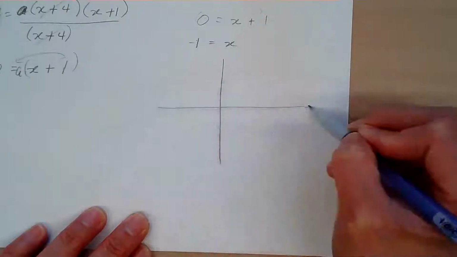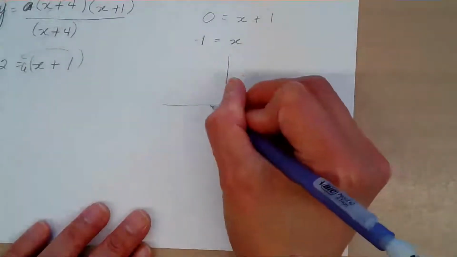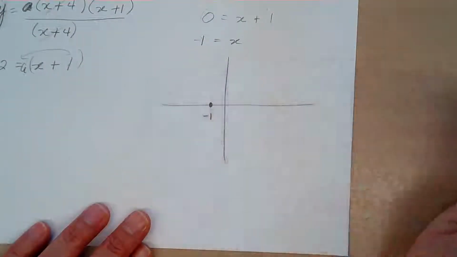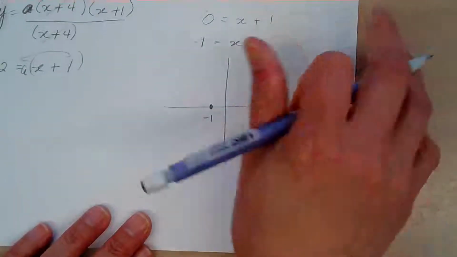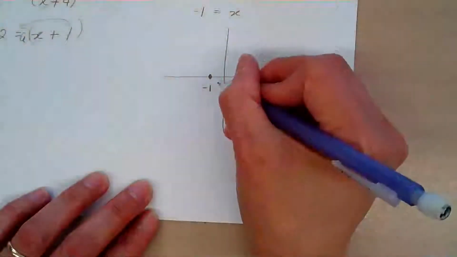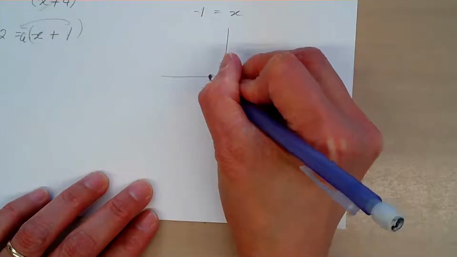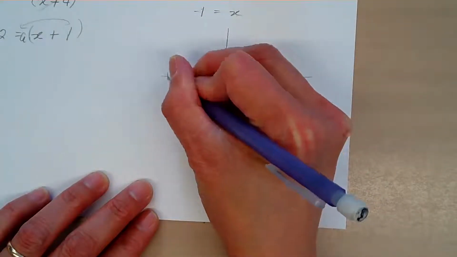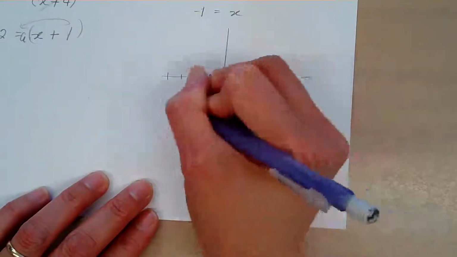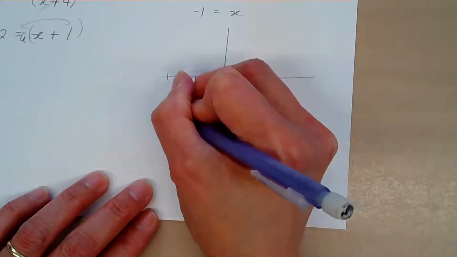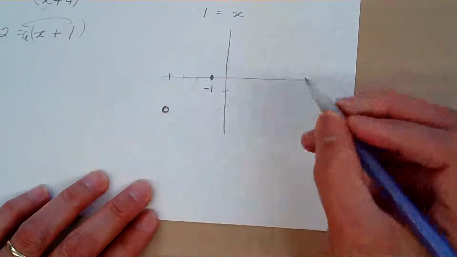Let's grab this. X-intercept at -1, -4, -2, 1, 2, 3, 4, -2. This is that one.